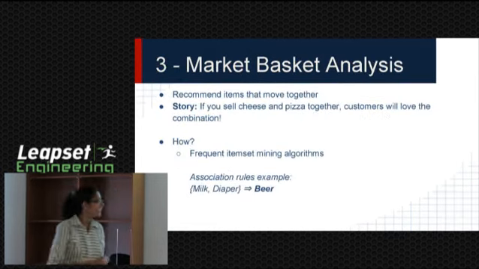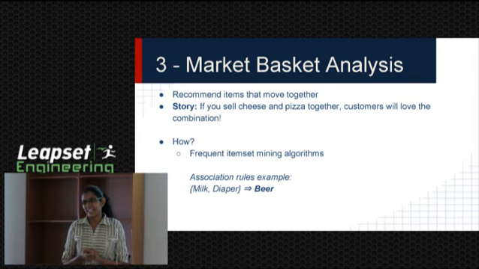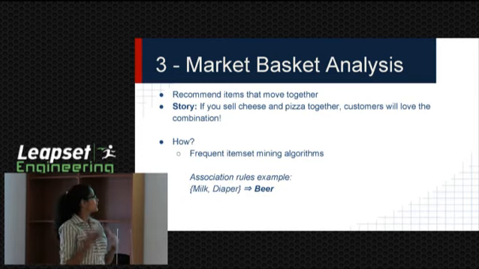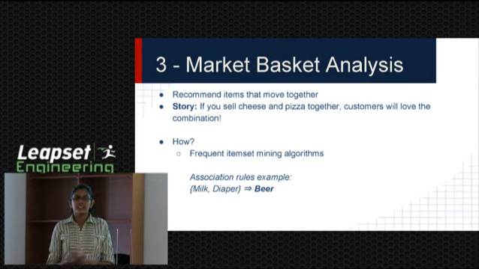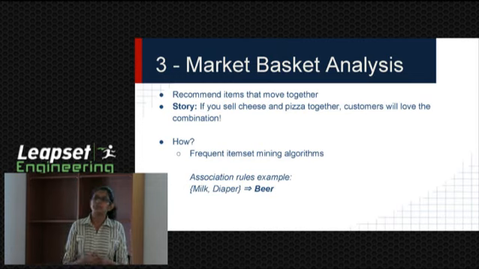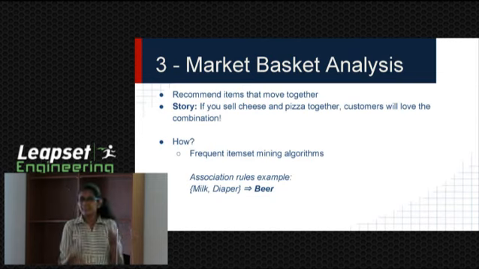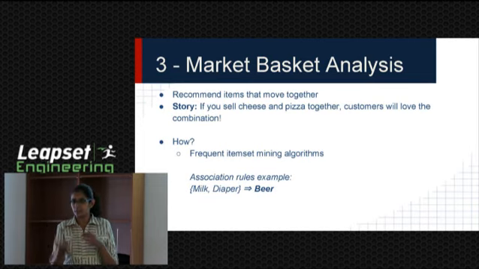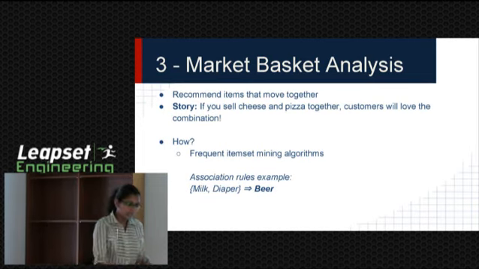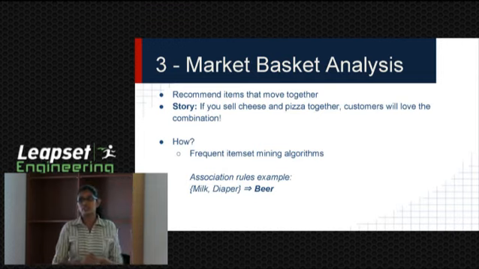So the next method is market basket analysis. With this, we recommend the items that go together, move together. The story that we are going to tell the merchant is, if you sell cheese and pizza together, the customer will love it. So the next time the merchant gives away a pizza, he can ask the customer whether to top it with cheese. How can we do this? We can use frequent item set mining, an algorithm.